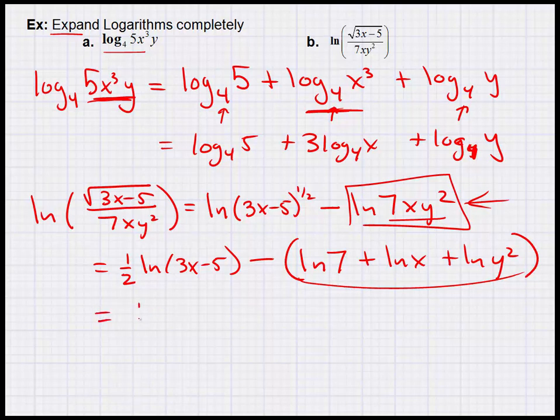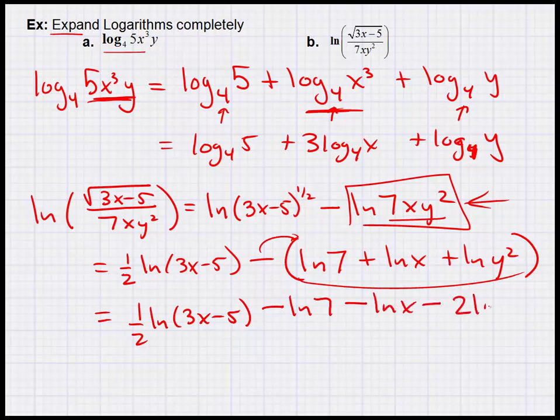So then I'll write this as 1/2 the natural log of 3x minus 5. I'm going to distribute this negative in, so I'm going to get minus the natural log of 7 minus the natural log of x minus 2 natural log of y. I'm going to pull that power out, and this would be the full expansion. I cannot do anything more here.